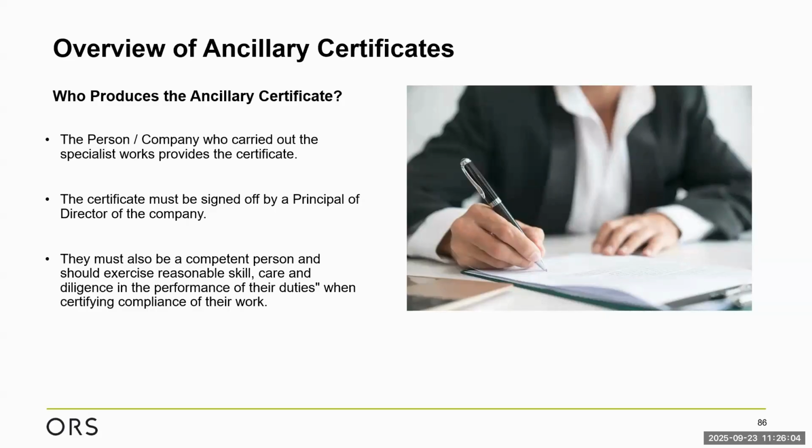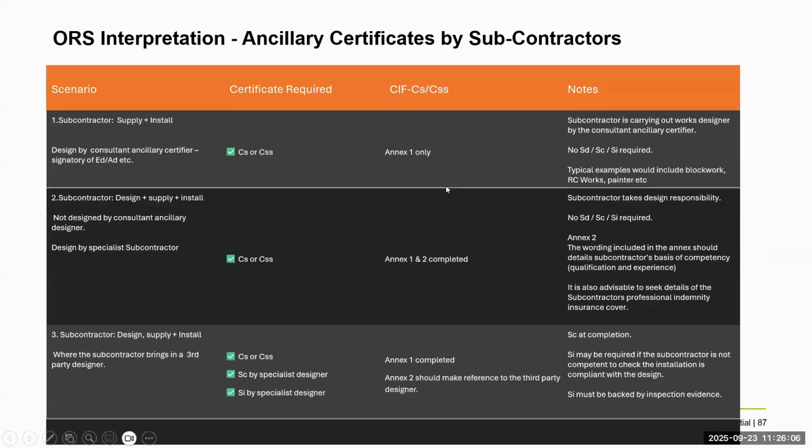I just want to home in on some certs then. So I've drafted up this table, and look, there are other examples or other scenarios here, but I tried to identify what I would see as the most common scenarios when we're asking subcontractors to provide auxiliary certificates. So scenario one, the subcontractor is being engaged to supply and install. The design is not with the subcontractor. The design is by a consultant auxiliary certifier. So that's one of the signatures of the ED or the AD. So it might be designed by your civil structural engineer or your architect.